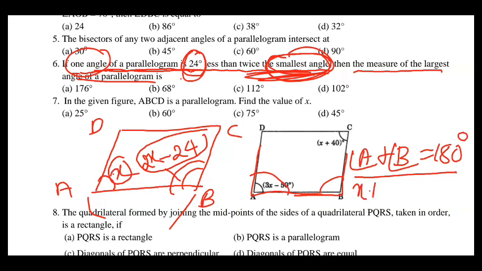x plus 2x minus 24, correct? For B we have written 2x minus 24, and for A we have written x. This is equal to 180 degrees. Please write all of these down. Please reply. Now, what is the answer to x? Find it out, beta. Soon. What is x plus 2x?